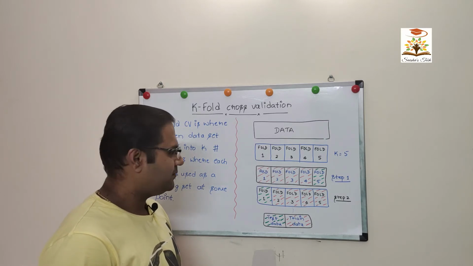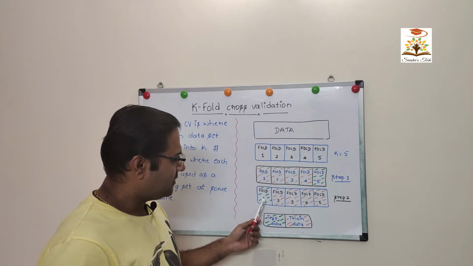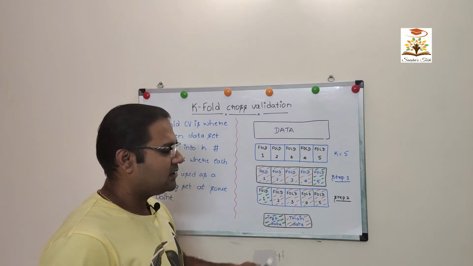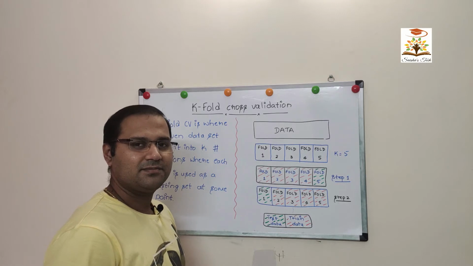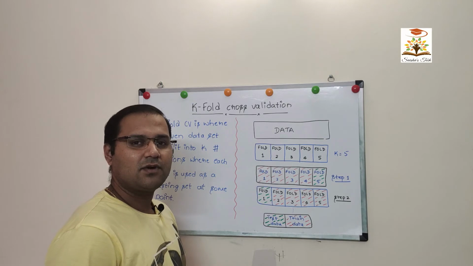Similarly, in step 2, we have considered fold 1 as the test set and folds 2, 3, 4 and 5 as the training set. This goes on until all the folds are utilized as the test set. This is how a k-fold cross-validation technique works. Now let us understand different variations of k-fold cross-validation.